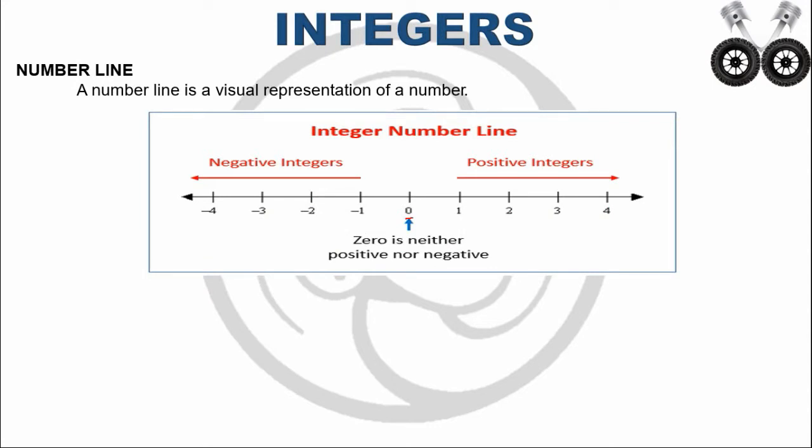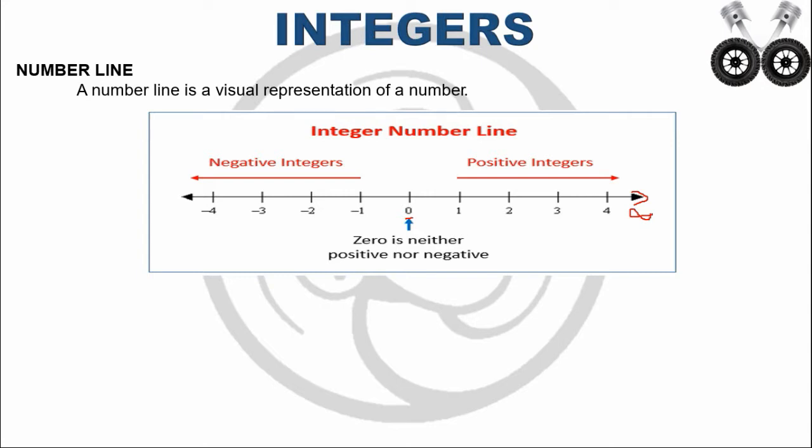So then positive integers are written on the right hand side. The positive integers do not end; there are infinitely many positive numbers. So here the arrow mark denotes that the positive integers do not end. So the positive integers are denoted in this direction. So the positive direction is on the right hand side.